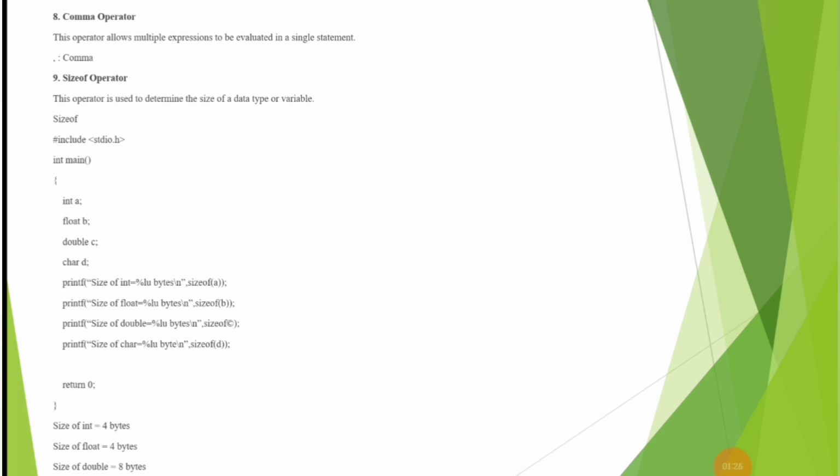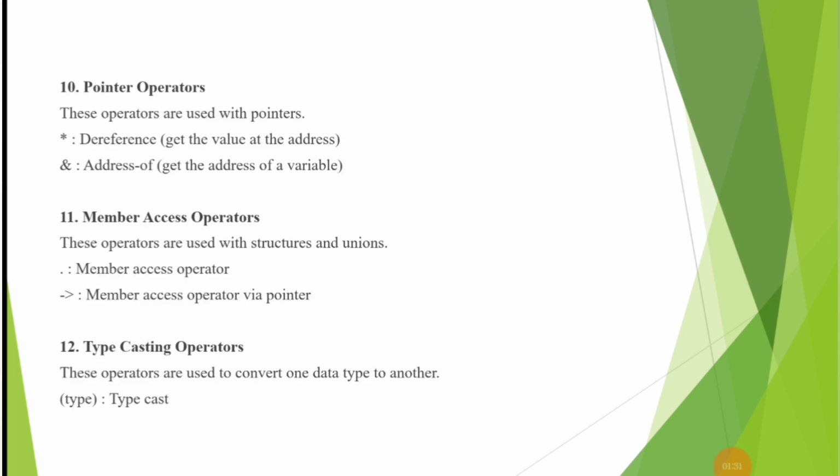So this is an example program for the sizeof operator. And then next is the pointer operator. These operators are used with pointers. So we can use the asterisk symbol or ampersand symbol with pointers. The asterisk symbol is used to get the value at the address, but the ampersand symbol is used to get the address of the variable. This is the main difference between these two operators.